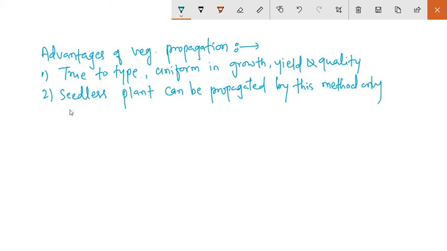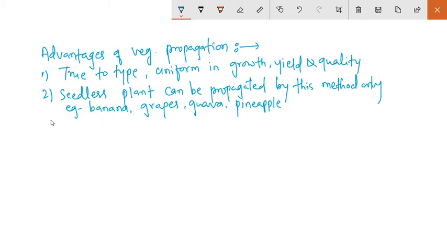Now examples of these, if we look, are banana, grapes, guava, and pineapple. So these are the different plants which can be propagated by the vegetative propagation method only.